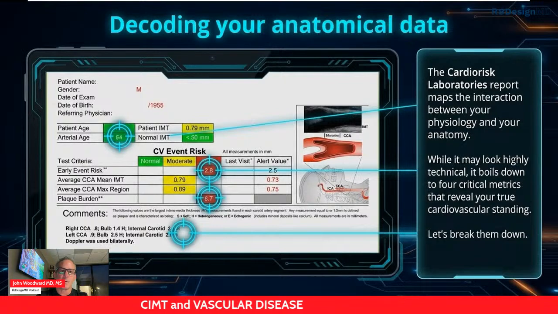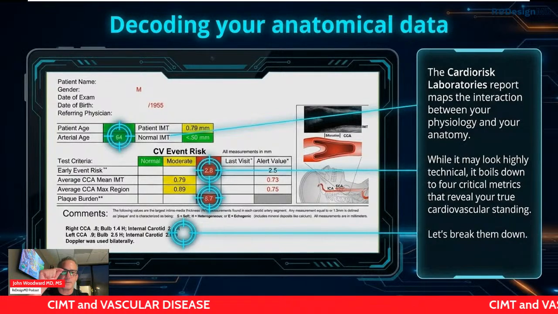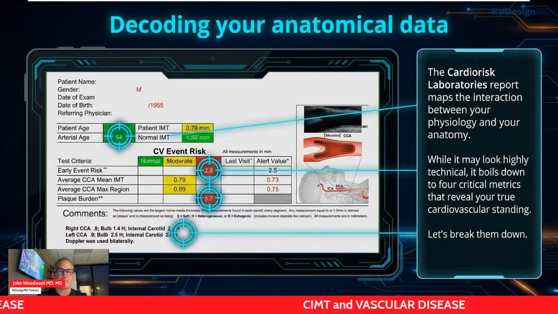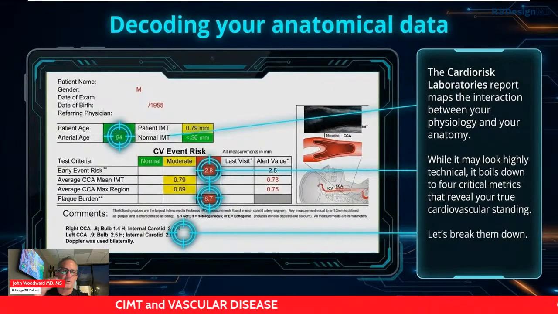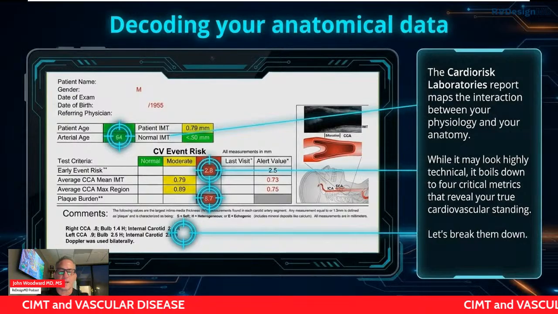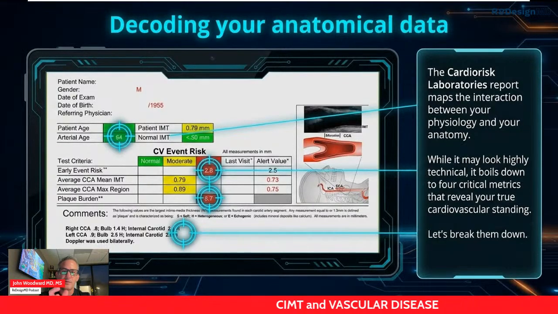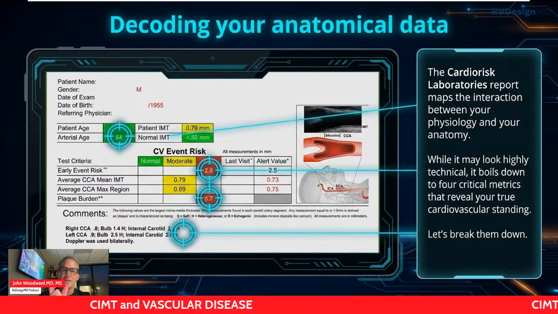We look at your early event risk. In other words, what's the peak highest measurement in that arterial wall that looks problematic? That's your early event risk score. And then we look at your average carotid mean IMT. They go by 1 centimeter and do 600 cuts, and they take the mean average of that. So that is how precise they are.